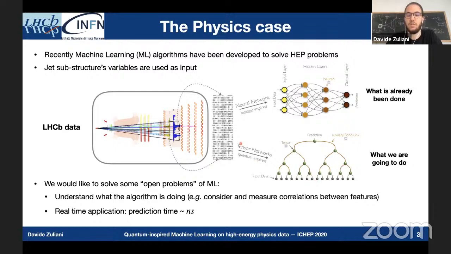We are considering the so-called tensor networks. Why would we like to change this paradigm? Basically, because we would like to solve some open problems in machine learning. One is to understand what the algorithm is doing. So, for example, we would like to measure the correlations between the features, between the input variables that we use in the algorithm. And we would also like to perform some real-time applications. As you may know, going to the next runs of the LHC, we would need a prediction time of around nanoseconds. So this is quite a challenge.